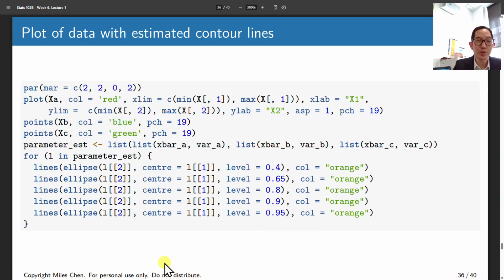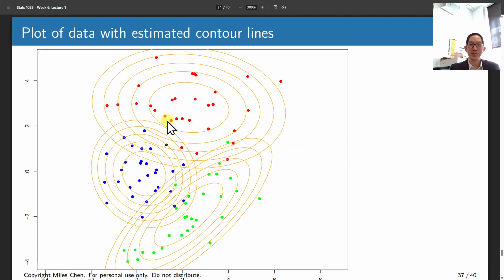So here I'm going to plot our estimated contour lines. What you'll see here is that these ellipses look more centered on the actual data. If you look at the blue dots, these ellipses and circles look centered around our blue dots. These are estimated based off of the data that we observed. Same thing here, and same thing for the red dots.